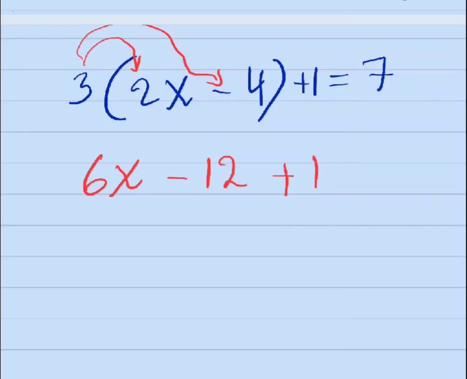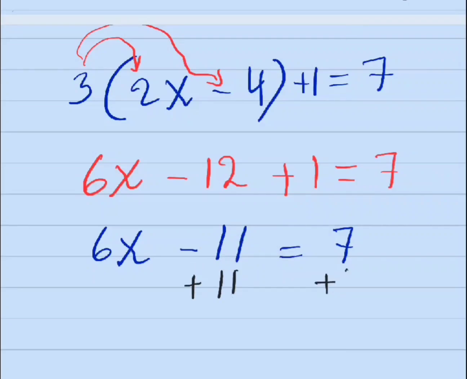And let's rewrite everything else. Now our next step is to combine like terms. Negative 12 and 1 are like terms on the same side. So negative 12 plus 1, we can exchange that for negative 11, since they're equivalent to each other. Now all we need to do at this point is first add 11 to both sides.